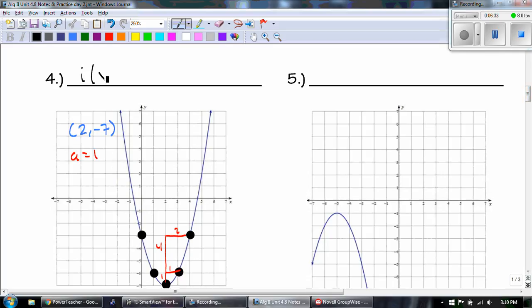Okay, so let's see, we did f, g, h. We can do i of x. I know, doesn't that look weird? Let's make it a j. So j of x equals 1, that's our a, x, remember it's x minus, because it's the opposite of 2. Don't forget that it's squared, and then -7. Okay?